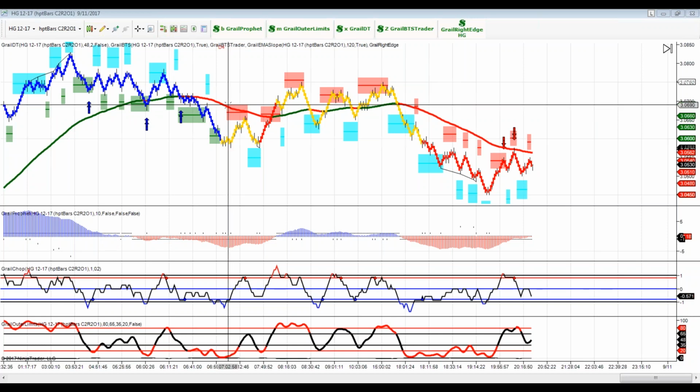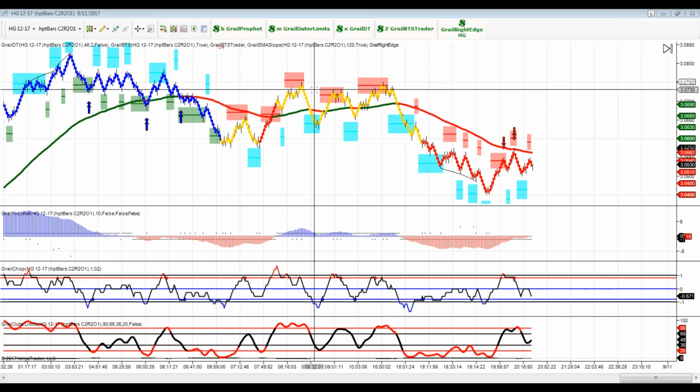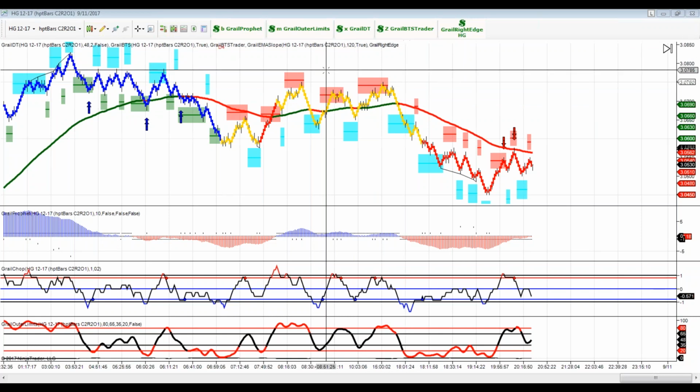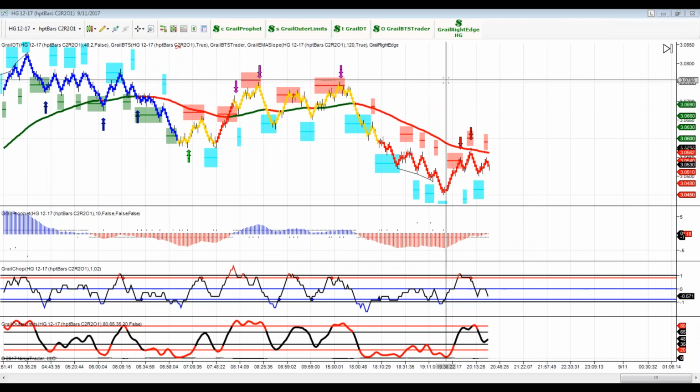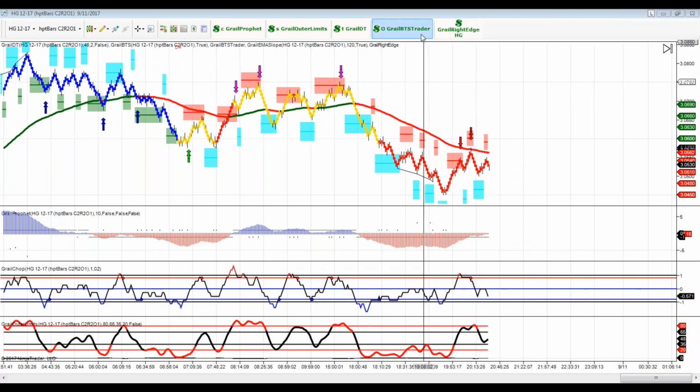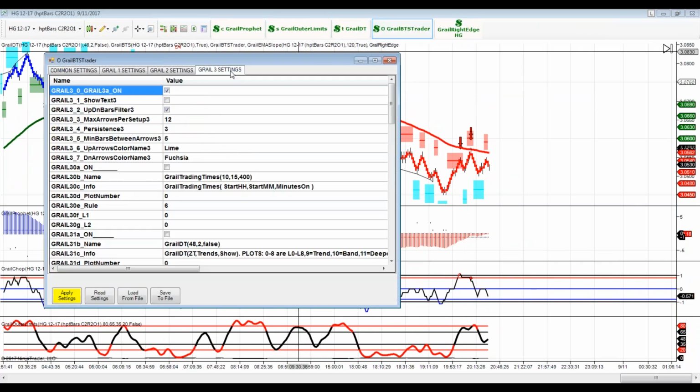Let me just show an example here. I'm going to turn on the Grail BTS Trader 3 and you'll see what I'm talking about as far as these trades up here. All right, so for the most part, when we're in the room, we don't really follow the Grail 3 setups, okay? But I do want to show how you can use these if you are interested in trading them.